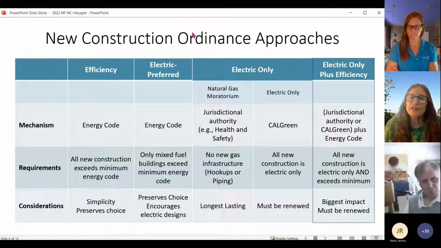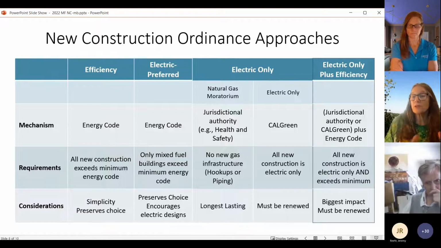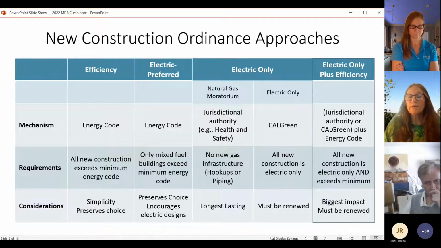Then the next step up here would be what we call electric preferred. And that would still be an energy code amendment. But in this case, you would only require that a mixed fuel building exceed the minimum code, and all electric buildings only have to meet it. The idea here is that you would still preserve choice, but encourage that all electric design by making it a little bit easier than the mixed fuel.